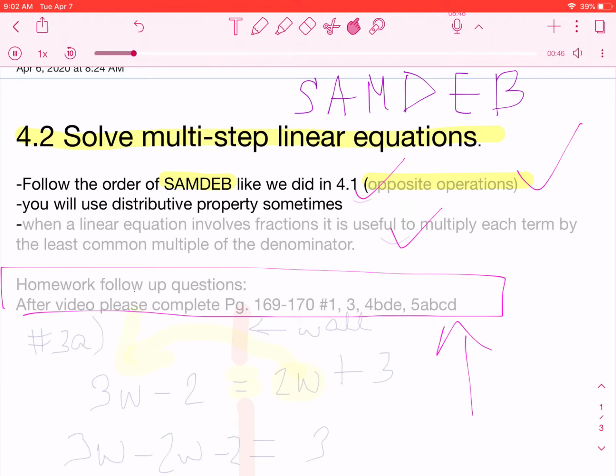In 4.2, you'll also sometimes be doing distributive property, so I'll also do an example where we have to deal with distributive property and how to apply it, and then we'll also be dealing with ones like fractions.